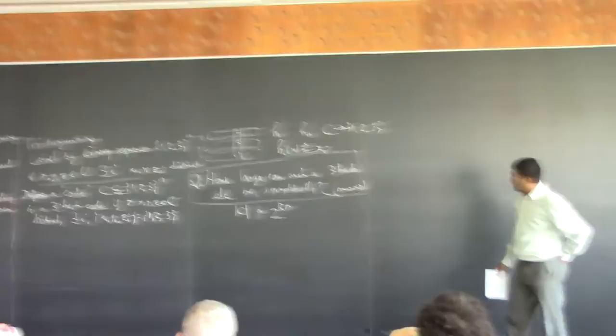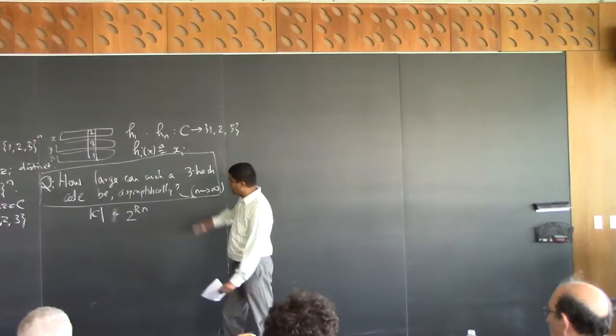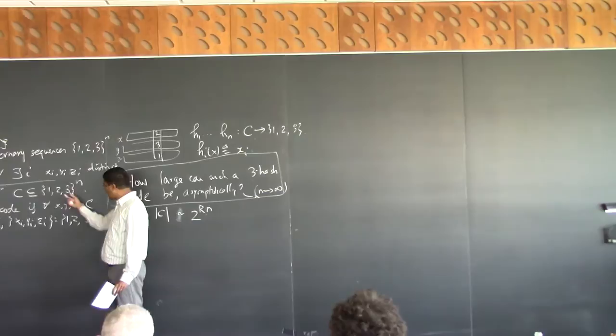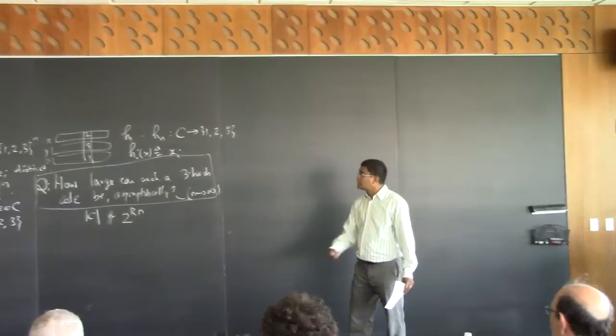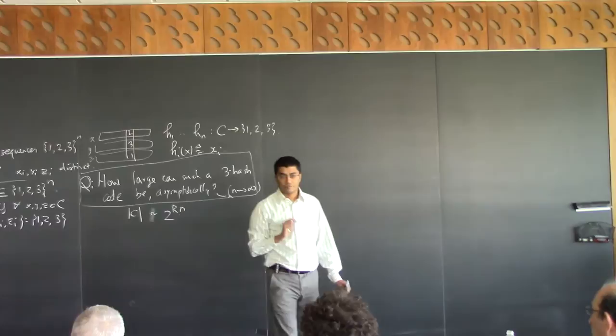Again, just work with this definition. So now I have a subset of, and again, I'm going to make this 3, 4 for the bulk of the talk, but this is the most basic case. I want ternary sequences of length n. How many can I pick such that for every triple, there is a distinguishing coordinate? Okay, so that's the question.